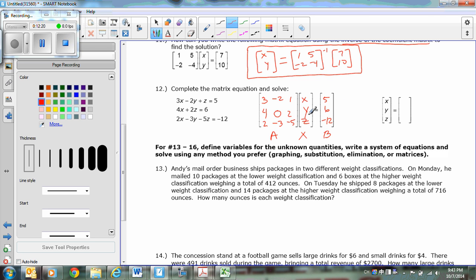To get your solutions, you're going to take the inverse of the coefficient matrix, multiply it by the constant matrix, and when you're done, you should get 0 for x, -1 for y, and 3 for z. All right, I'm going to stop this video and continue the rest of the review on another video.